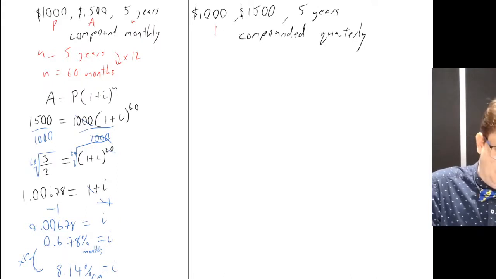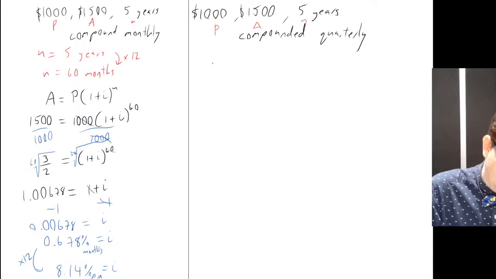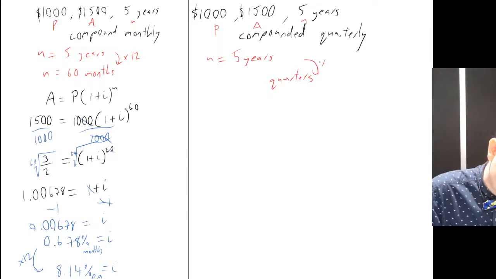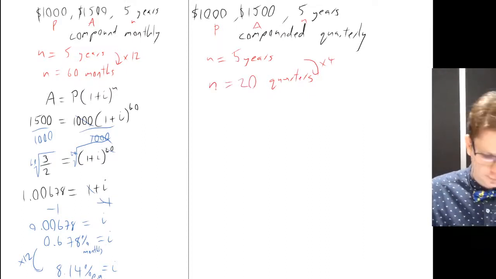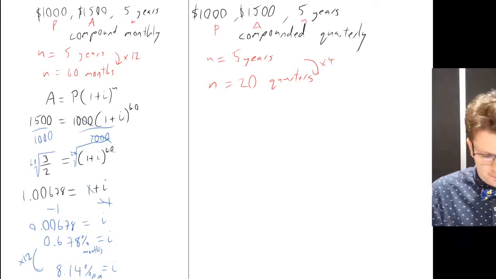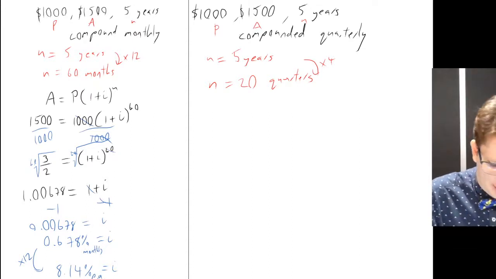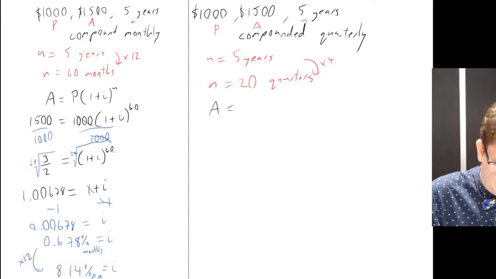Alright, so let's go. P, A, N. Got to do my little trickery with the N though, because it is compounded quarterly. 5 years becomes 20 quarters. And now, got to go through and start working out everything else.